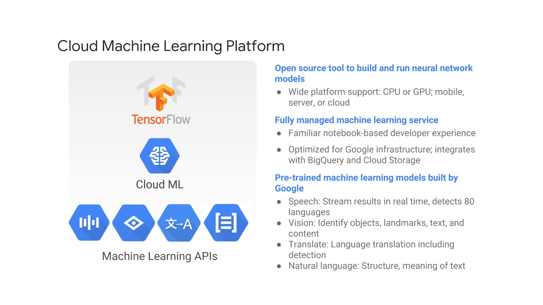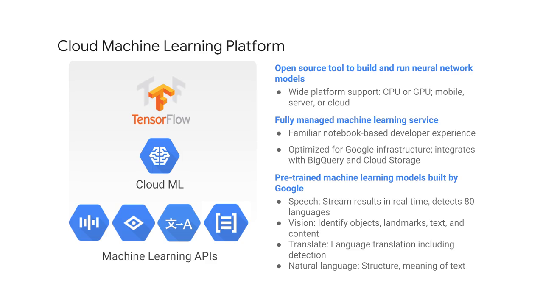TensorFlow is an open-source software library that's exceptionally well-suited for machine learning applications like neural networks. It was developed by Google Brain for Google's internal use and then open-sourced so that the world could benefit. You can run TensorFlow wherever you like, but GCP is an ideal place for it because machine learning models need lots of on-demand compute resources and lots of training data.